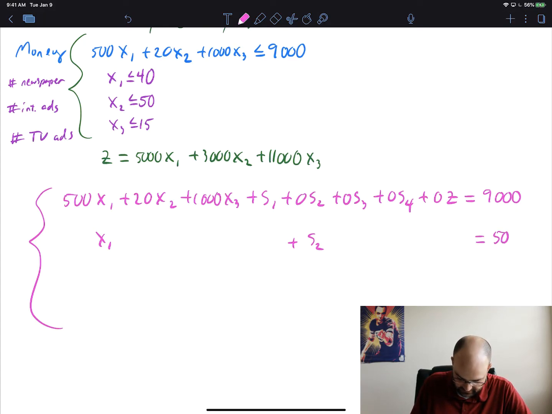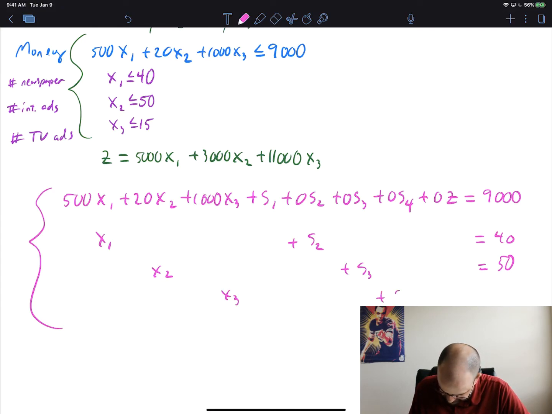For the next one, we have x2 plus s3 is equal to, sorry, that was 40 at first, wasn't it? This one is equal to 50. And then the x3 plus the s4 is equal to 15. Good. And for the last one, remember that the variables over here need to be moved to the left-hand side.